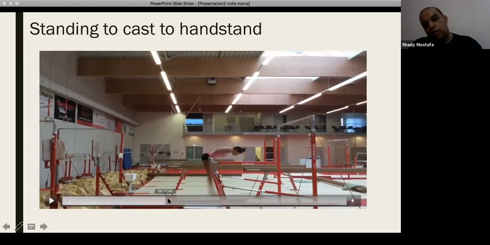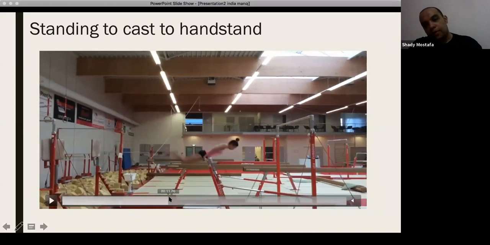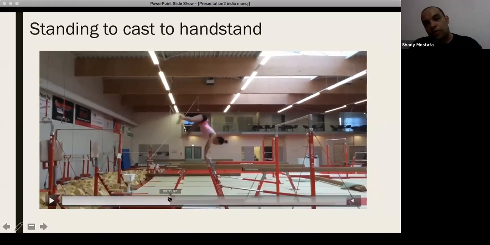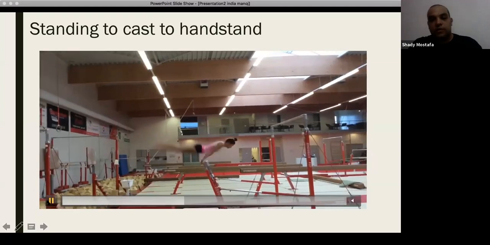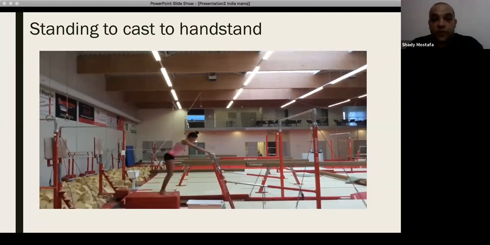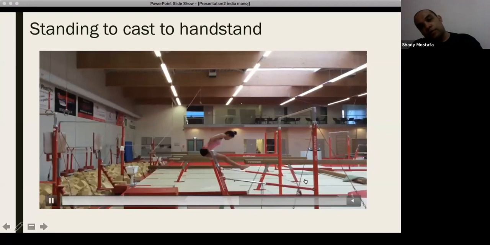Look at the shoulders. When she's lifting up, shoulders must be forward. Now she's actually starting to push backward again, but yeah, shoulders forward. Now she's going up, shoulders forward. This is very important, to take the shoulders forward. Bend, go all the way to handstand.